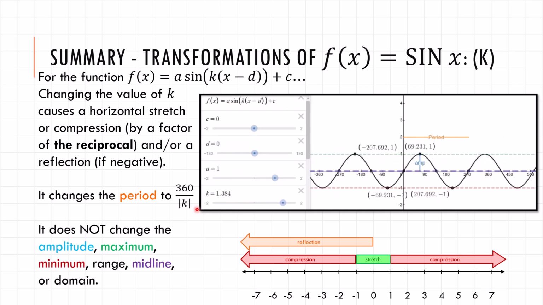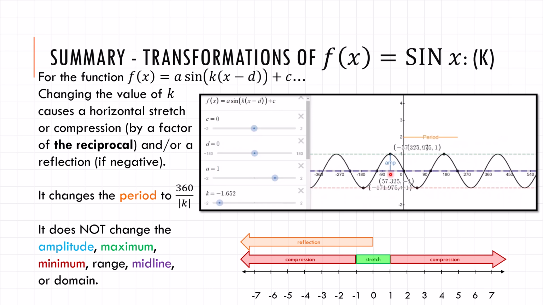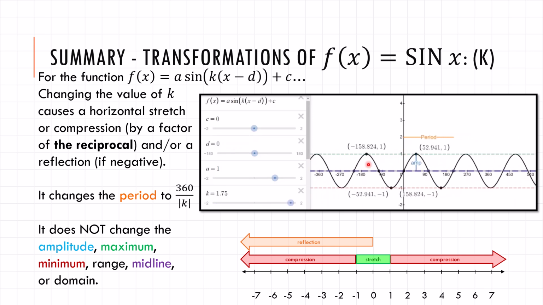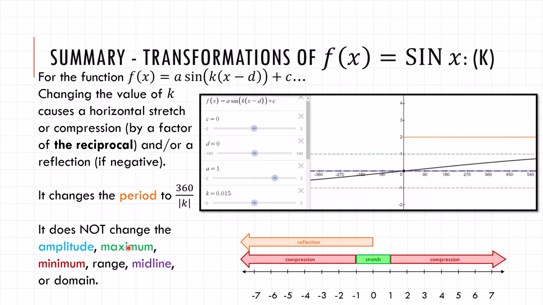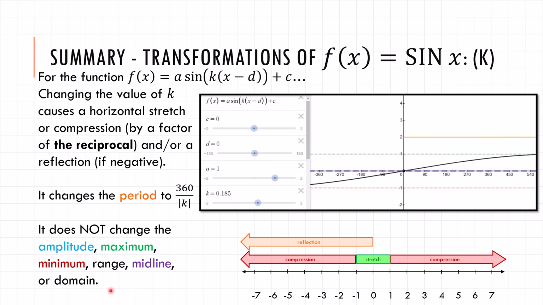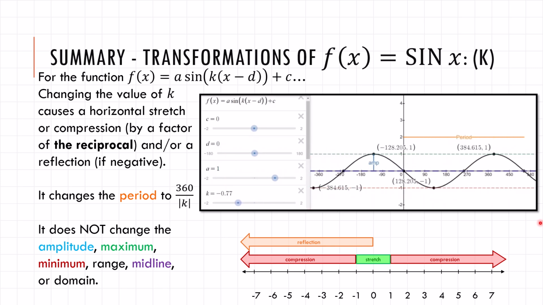It does not change, however, the amplitude, which you can see is still just 1, the maximum, the minimum, the range, which depends on the maximum and minimum, the midline, which we see right here, or even the domain. The domain will always be x is any real number.